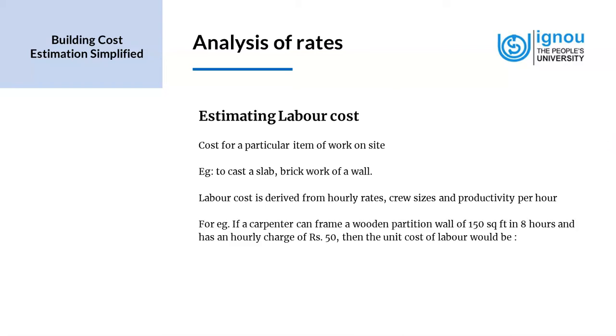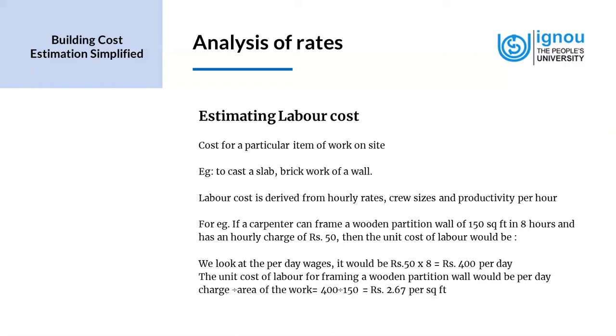For example, if a carpenter can frame a wooden partition wall of 150 square feet in 8 hours and he charges an hourly charge of rupees 50, then the unit cost of labor would be, we look at the per day wages. To find the per day wages, we have the hourly wage as rupees 50, and we multiply it by the total working hours in a day, that is 8 working hours per day. So we multiply rupees 50 into 8, so that is rupees 400 per day.